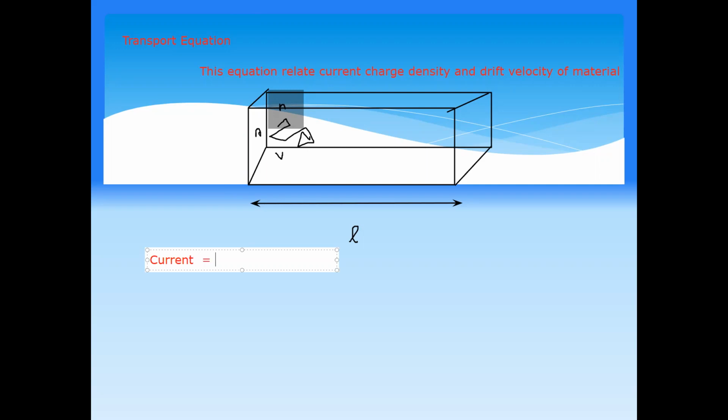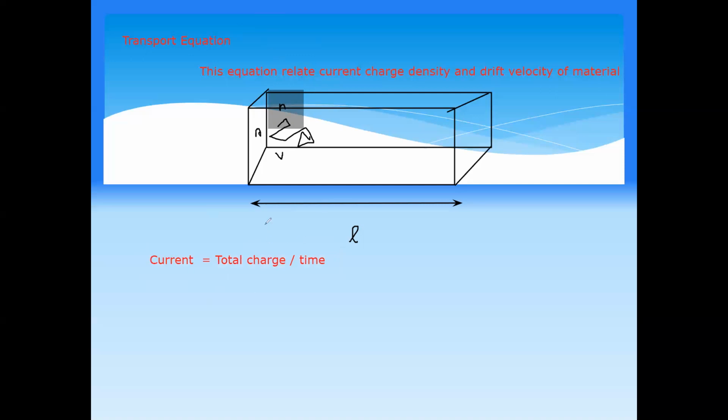Current is equal to charge divided by time. So what is the total charge? How will you find the total charge? Basically, charge density is the charge present in a unit volume. If I know the charge present in a unit volume, multiplied by the total volume, I will get the total charge, because current refers to the total charge which flows in a unit time.